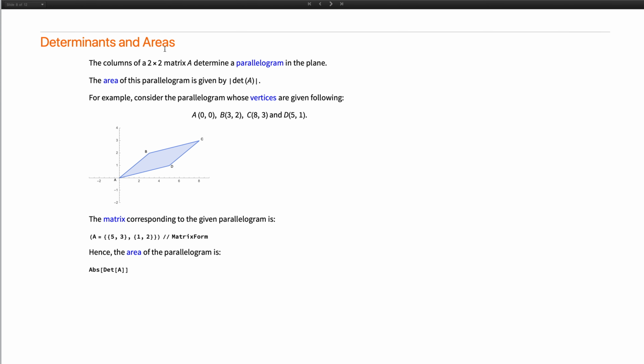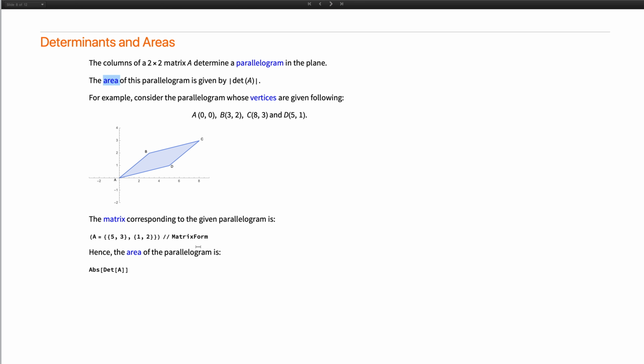Next, let's talk about determinants and area. Let's say you have a parallelogram which is defined by the columns of a matrix A. You think of each column as giving you information about the parallelogram, then the area of this parallelogram is given by the absolute value of the determinant of A, because you might have a plus or a minus sign. So let's say you have a parallelogram whose vertices are A, the origin (0, 0), B is (3, 2), C is (8, 3), and D is (5, 1).